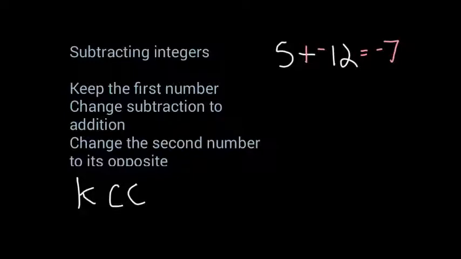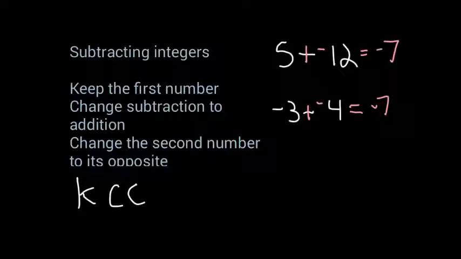Let's do a couple more examples. So let's say we have negative 3 minus 4. Again, we're going to do keep, change, change. So keep the negative 3, change subtraction to addition, change 4 to its opposite. So now I have negative 3 plus negative 4. Same sign, so I add, and keep the sign, which is negative.